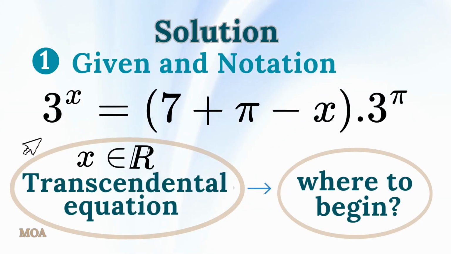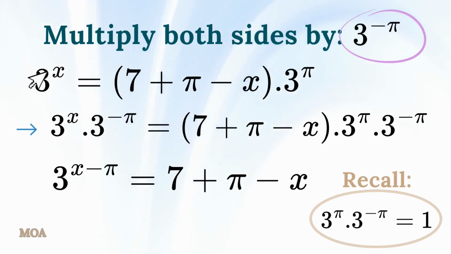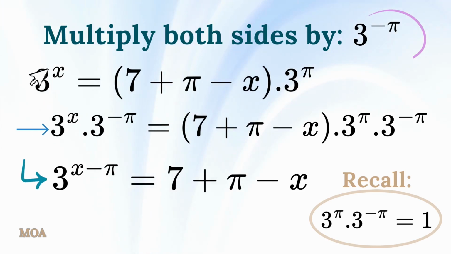To begin the solution, let's first rewrite the equation in order to place the matching exponential bases on the same side. Our equation is 3 raised to the x equals 7 plus pi minus x multiplied by 3 raised to the pi. Since this is a transcendental equation, many students wonder where to begin. The first step is to bring the constant exponential factor 3 raised to the power of pi to the left. To do this, multiply both sides by 3 raised to the negative pi.